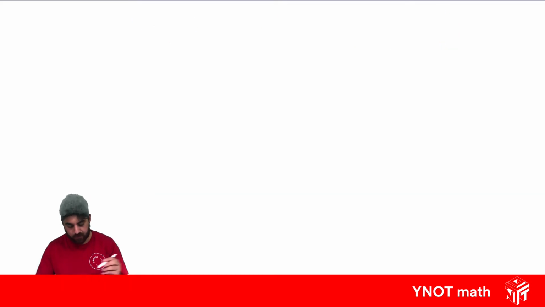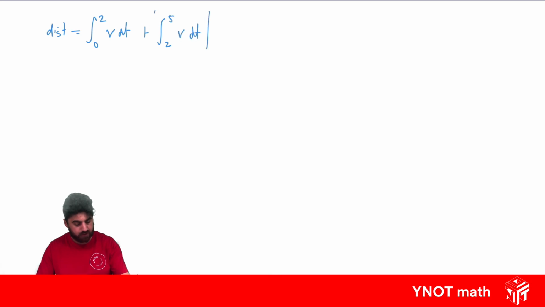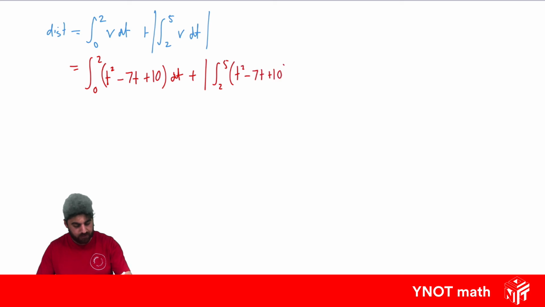So we're going to do that over here. So we're finding the integral from 0 to 2 of our velocity. That was above the x-axis, so this is for our distance, plus the integral from 2 to 5 of our velocity, because this was below, and this part we're going to find the absolute value of. Let's go ahead and do that. We've got 0 to 2 of our velocity function, which is t squared minus 7t plus 10 dt, plus the absolute value from 2 to 5 of the same function, t squared minus 7t plus 10 dt, and that's all absolute value.